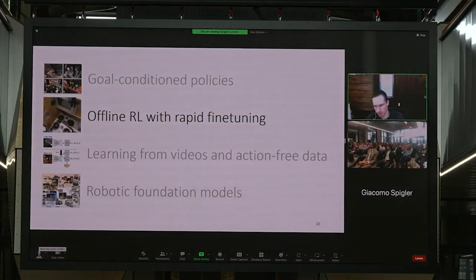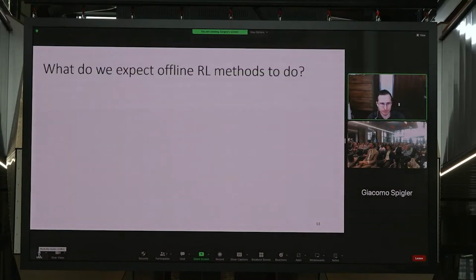Okay, so that's goal-conditioned policies. But now let's talk about moving even further to the right on the spectrum and being able to use even lower quality robotic data. So one of the ways that we can use suboptimal data is to leverage offline RL instead of imitation learning.